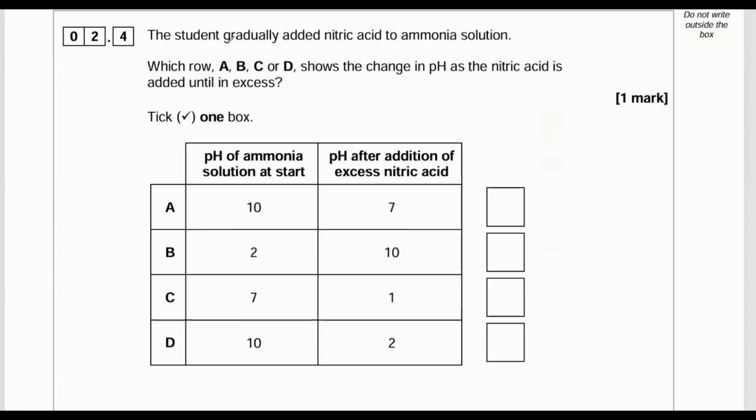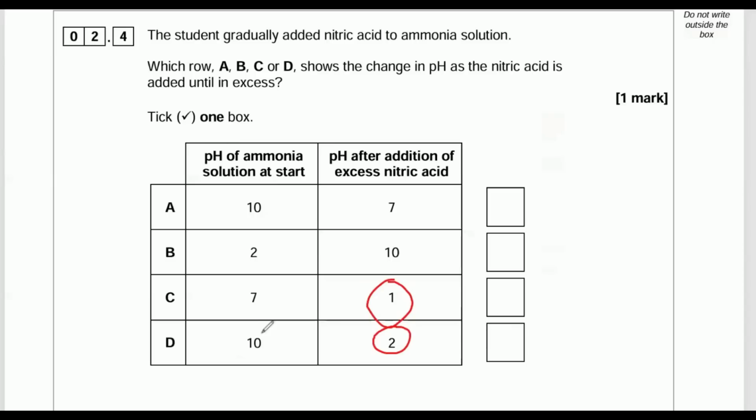The student gradually added nitric acid to ammonia solution. It shows the pH as the nitric acid is added until excess. The pH of ammonia at the start is going to be like pH 10. So that's going to be one of these. And then I'm guessing D is, look, so the acid has to be one or two. That has to be the right answer. But ammonia is not neutral. Ammonia is an alkali.